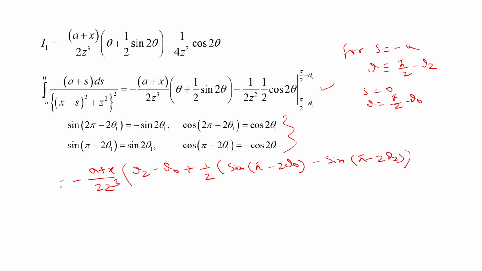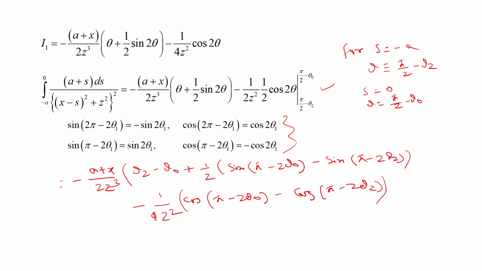Yeah, and so this is this part, and then minus 1 by 4 z square, and this is cos of, here in the bracket, pi minus 2 theta 0 minus cos of pi minus 2 theta 2. Now we use these results again, and we can write sine of pi minus 2 theta 0 is equal to sine 2 theta 0, and pi minus 2 theta 2 gives sine 2 theta 2, and cos of pi minus 2 theta is minus cos. So, like that.